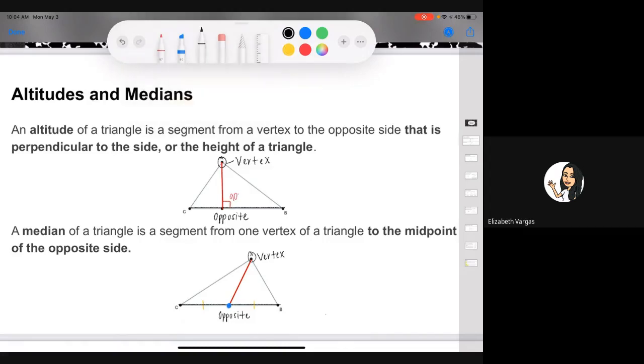So if I have that line segment, CB, my median point would be the point which cuts it into two congruent halves. So this would be my median point. So that median is going to connect to the vertex, the very top of the triangle, through that median point, and that would be my median. Okay, questions about this? So basically you should be able to differentiate between these two. Again, altitude from the vertex perpendicular to the opposite side, the median from the vertex to the midpoint of the opposite side. Okay.